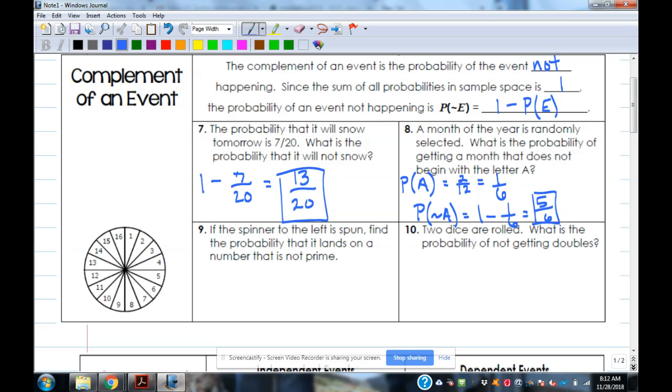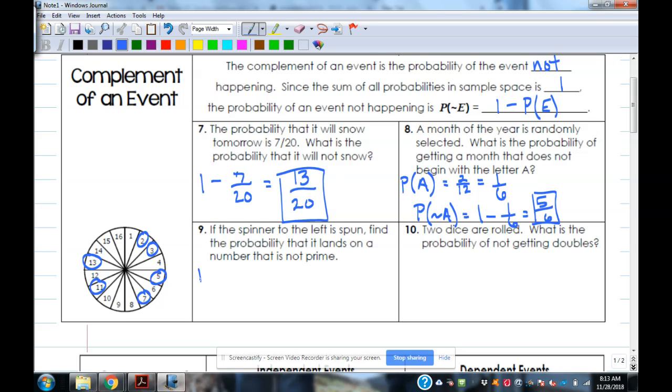All right. Number 9, a spinner on the left, so this spinner right here, it's got the numbers 1 through 16 on it. You've got it on your paper there. If it's spun, find the probability that it lands on a number that is not prime. Okay, so what are the prime numbers that are on that spinner? We talked about prime numbers a little bit yesterday. 2, 3, 5, 7, 11, and 13. Those are the prime numbers on that spinner. There's 1, 2, 3, 4, 5, 6 of them.